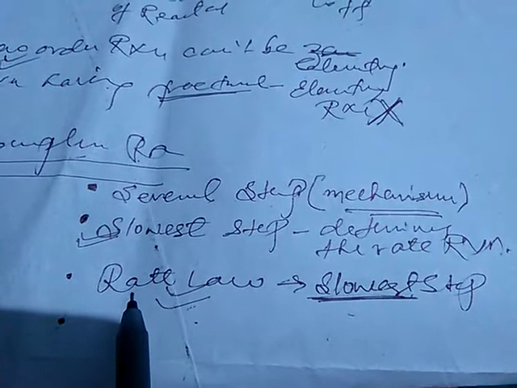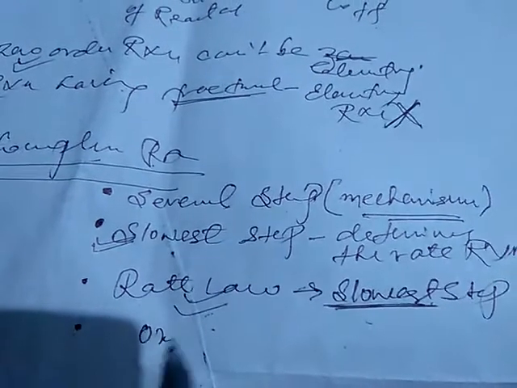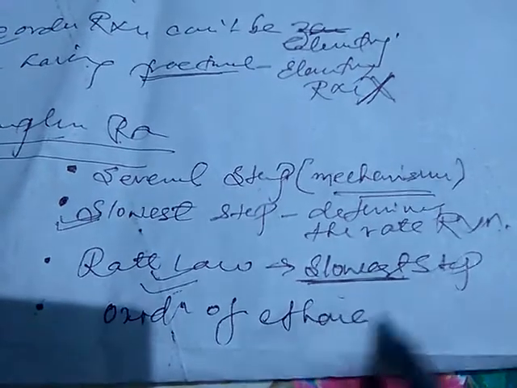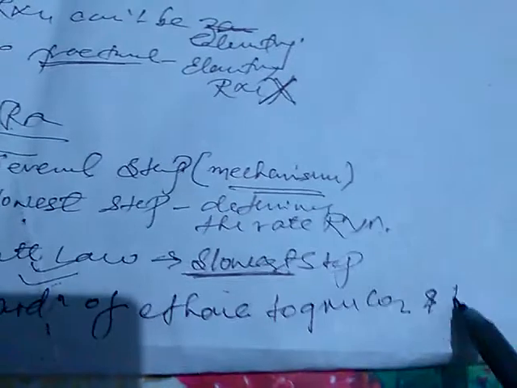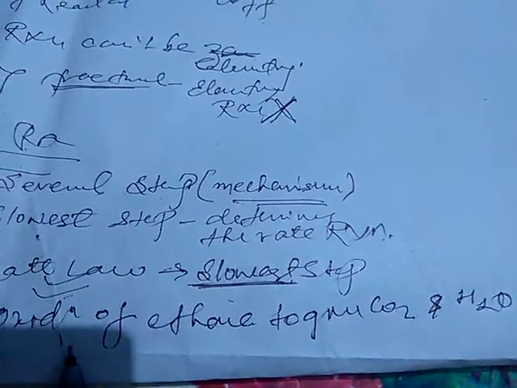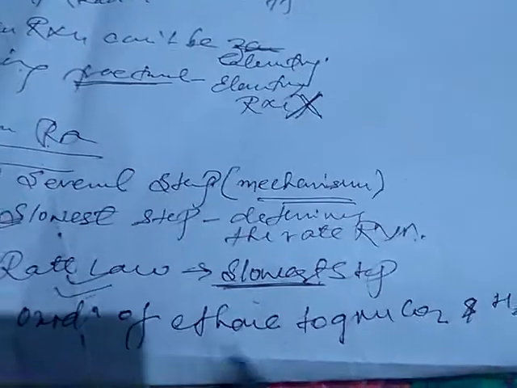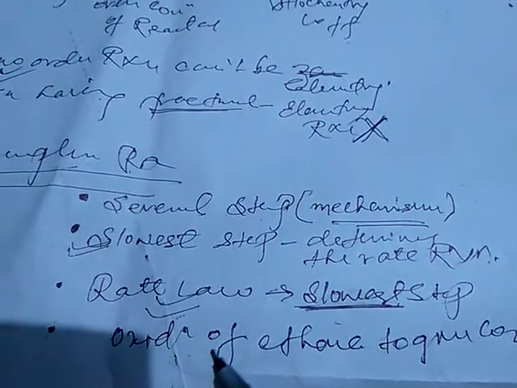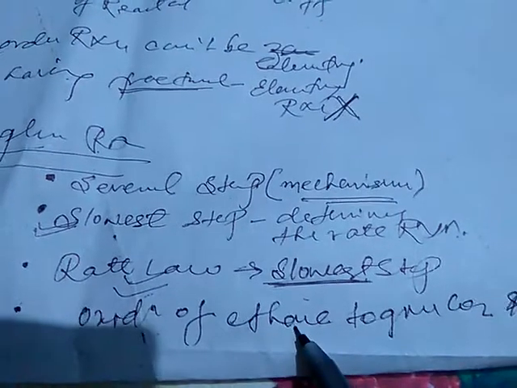Now some examples of this complex reaction. Number one is the oxidation of ethane to give CO2 and H2O. Here there are consecutive reactions involved for the completion of the oxidation of ethane to form CO2 and H2O.